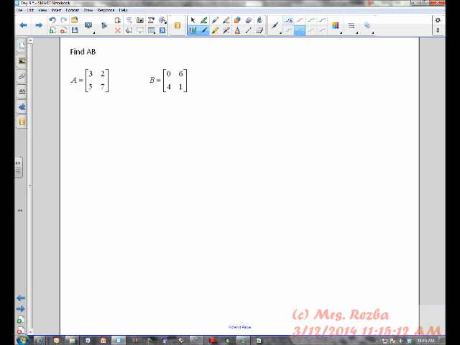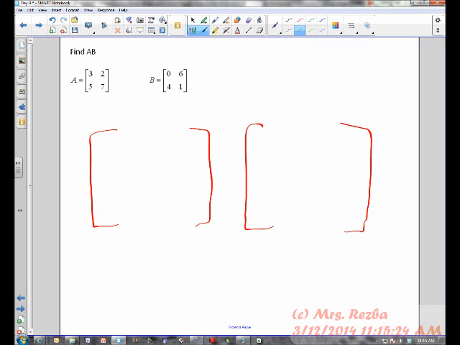Okay, a times b. Here's the multiplication. What happens when we multiply is you first have to check dimensions. And I'm going to write these nice and big. I'm going to put in some cloners. I'm going to get this set up so I can really show you what's going on. So this matrix is 3, 2, 5, 7. Our other matrix is 0, 4, 6, 1. I did my color schemes this way for a reason.